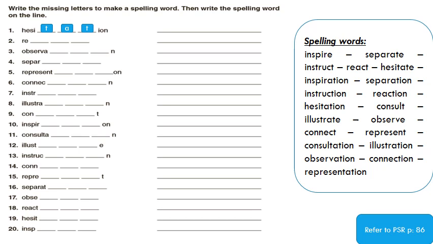The second one, re. If I look at the blanks, it should have three letters at the end, so it becomes react, A, C, and T. A third example, observ, and I have an at the end, so it shows me that it should be the word with a suffix, observation, tion. How about solving the others by yourselves?